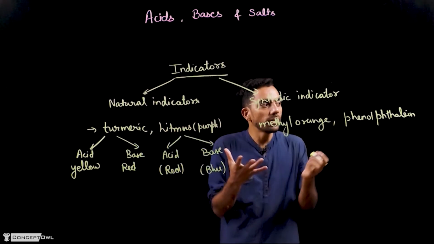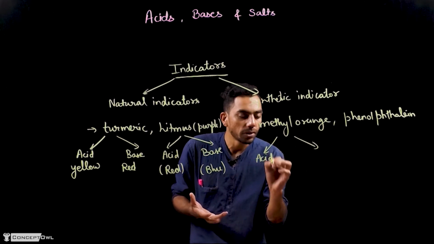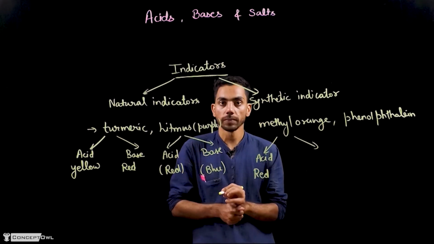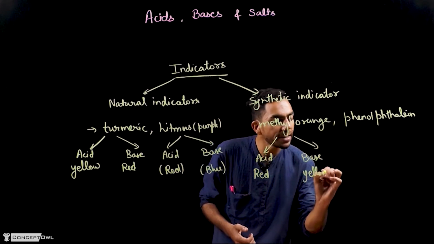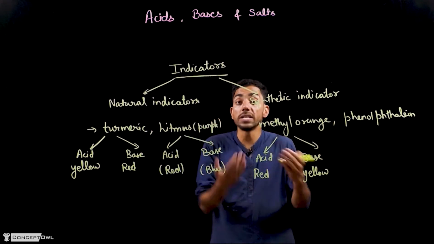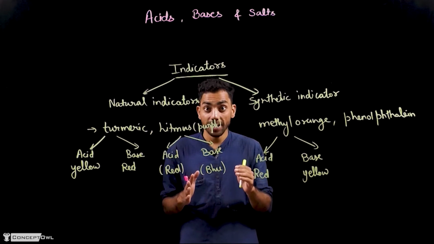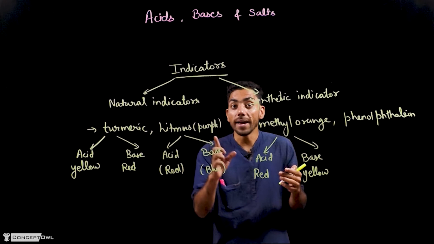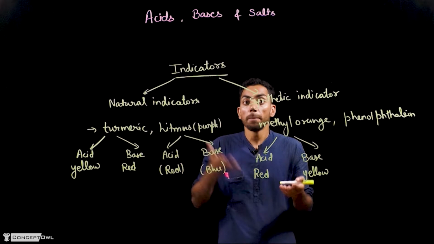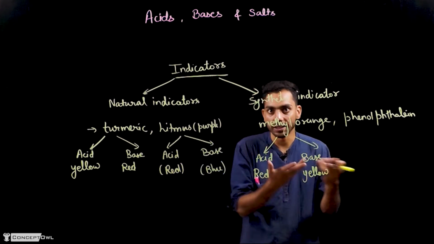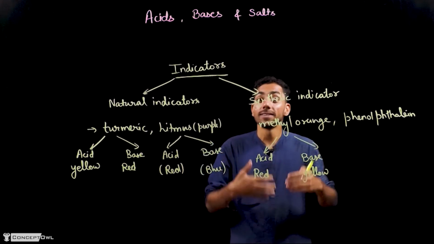What about methyl orange and phenolphthalein? Methyl orange in acidic medium shows red color, and in basic medium it shows yellow color. There is a trick to remember the color of methyl orange in different medium. My apple is red and banana is yellow. My means methyl orange, apple means acidic medium, it's red. Banana means base, it's yellow. Simple, no? My apple is red, banana is yellow.